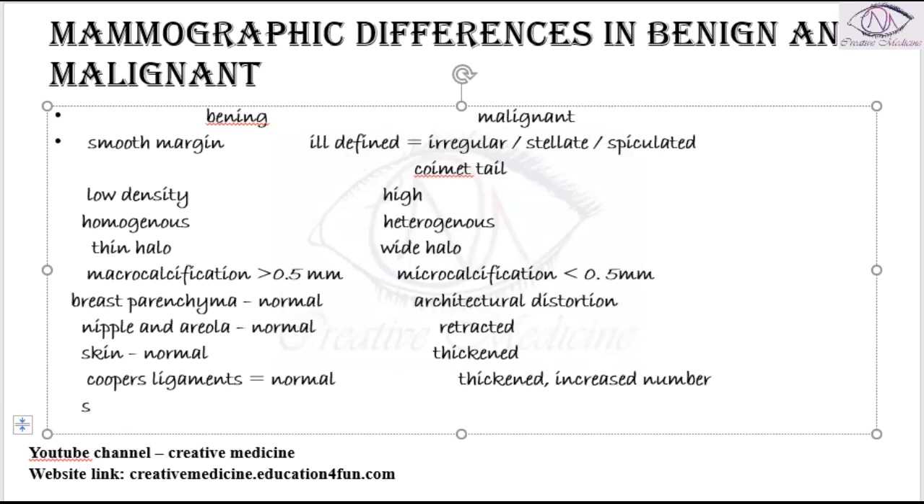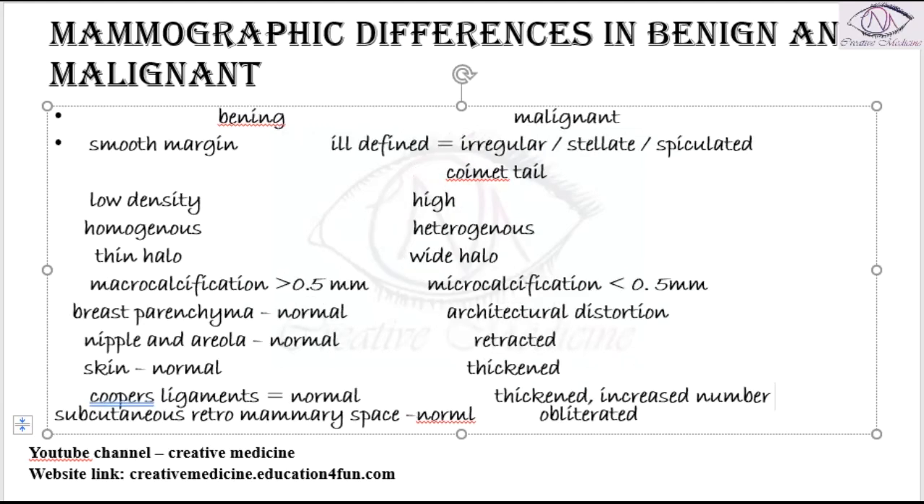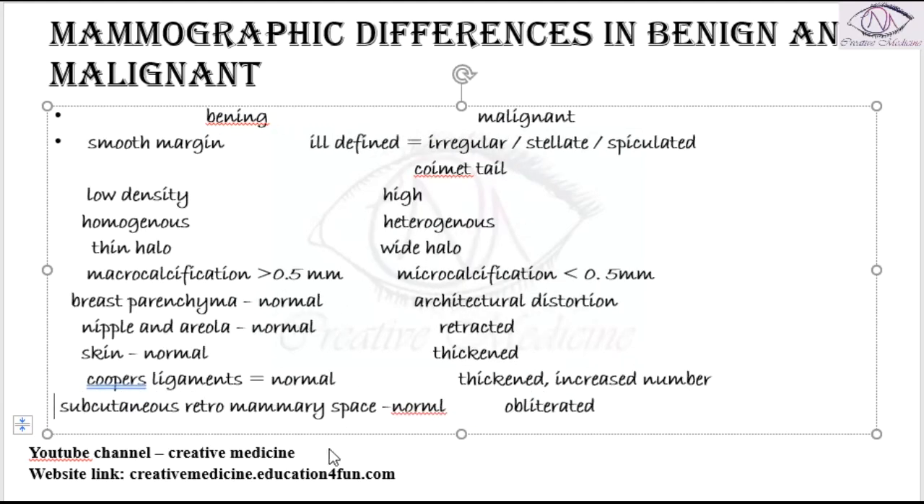In benign tumor, the subcutaneous retromammary space is normal, whereas in malignant tumor it is obliterated. Subcutaneous retromammary space is normal in benign tumor, but it is obliterated in the malignant tumor.